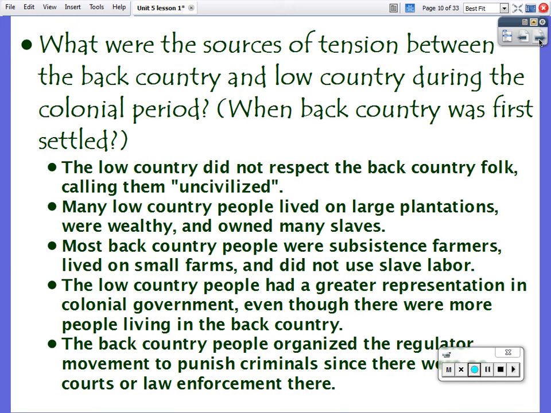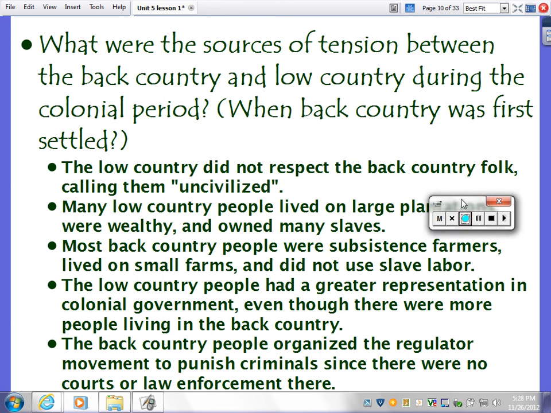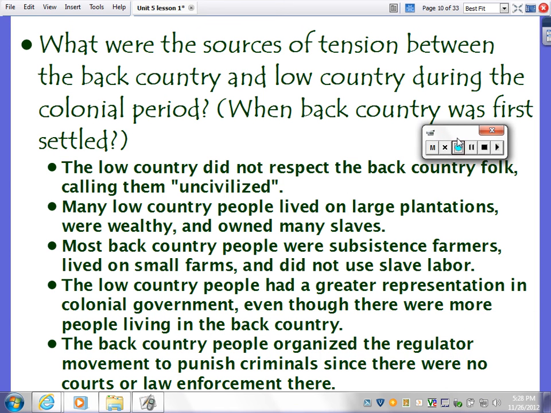What were the sources of tension between the backcountry and the Low Country during the colonial period when the backcountry was first settled? This was our starter question for Monday, November the 26th. I'm not going to read over the entire answer, but you will need to check your starter and make sure you have all of this information because we're going to use it in class this week.